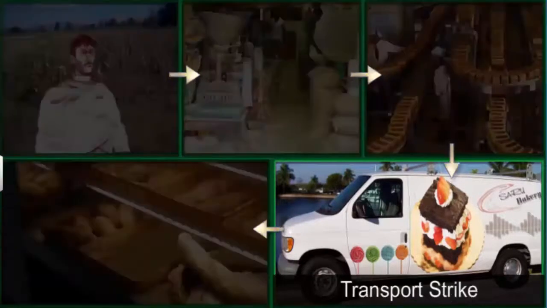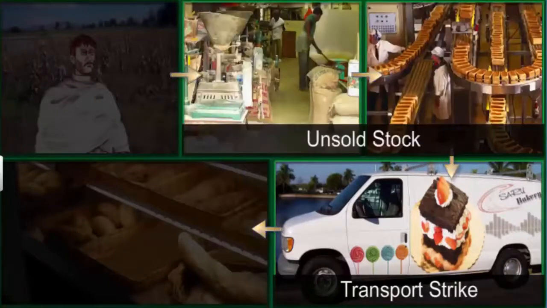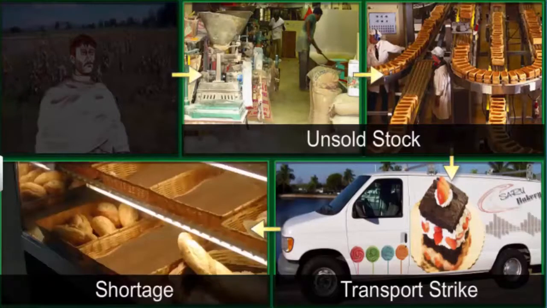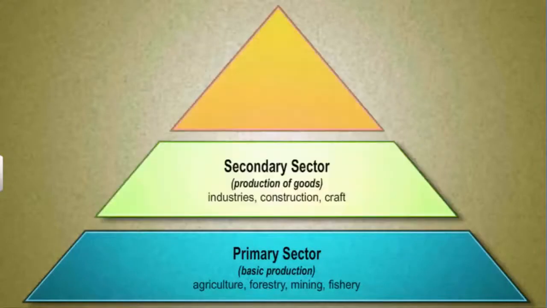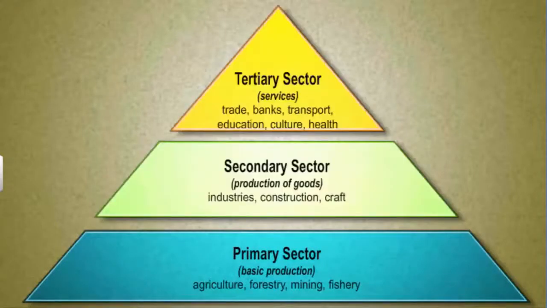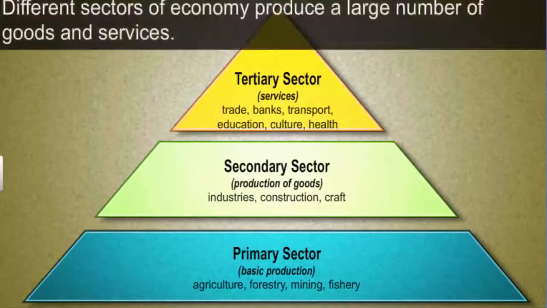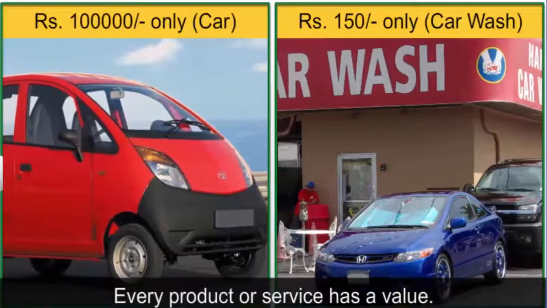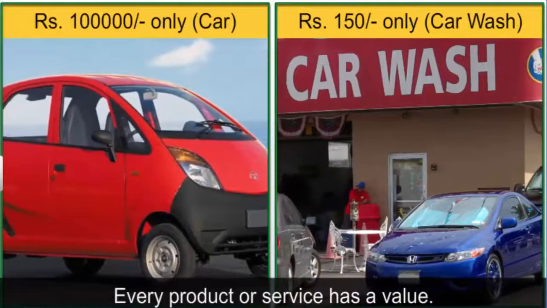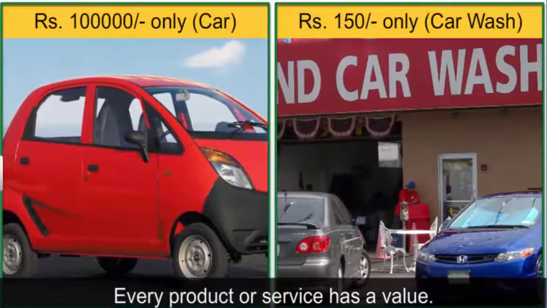Similarly, if the transporters go on strike, unsold stock will pile up with the manufacturers, while there will be shortage of goods at the shops. The primary, secondary, and tertiary sectors of the economy involve the production of a large number of goods and services. Every product or service has a value and comes at a price. This value is also called the market price of that product or service.